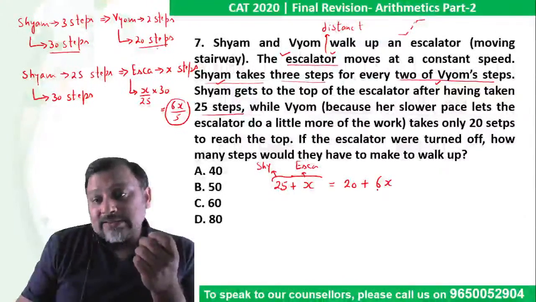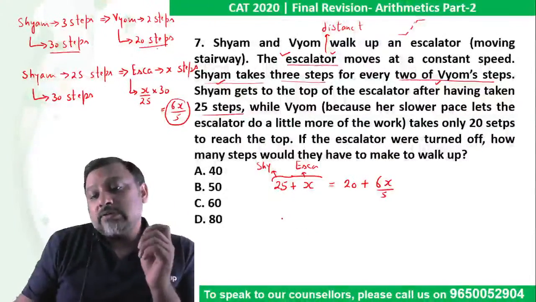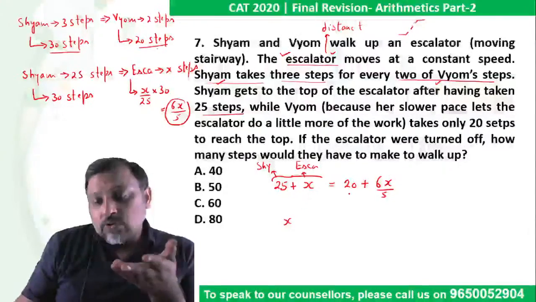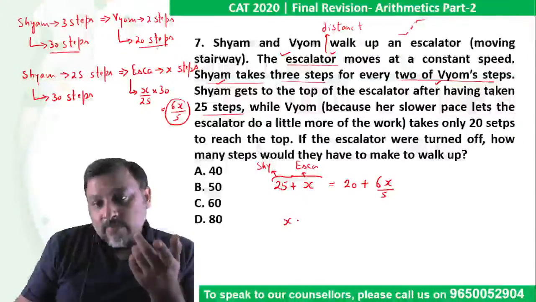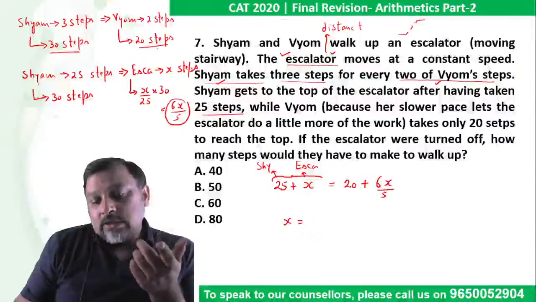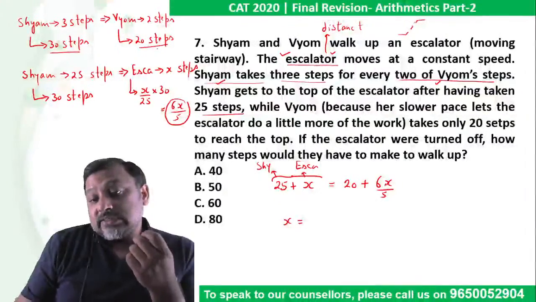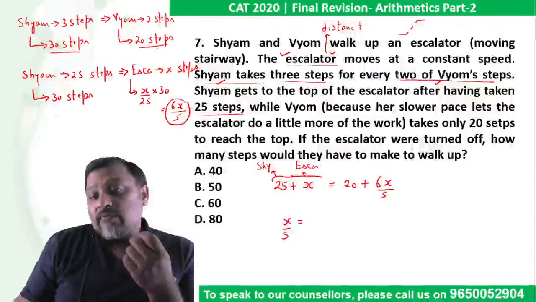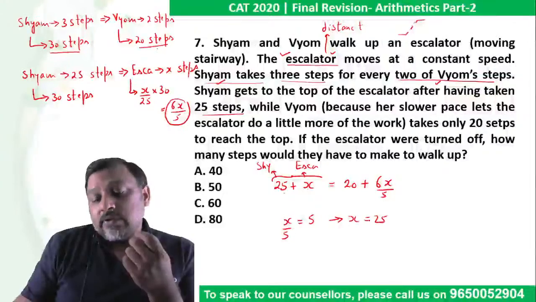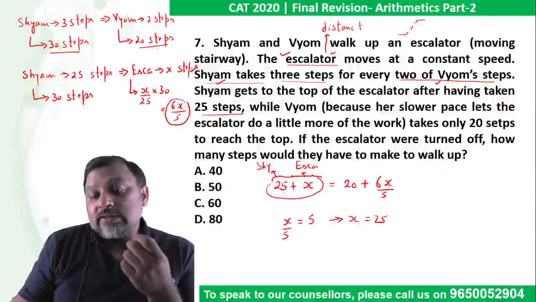So are you guys able to understand this equation? Because this is the only thing here which is a bit logical. Otherwise just calculation is left now. So 6x by 5 minus x is x by 5. 25 minus 20 is 5. So I'll get the value of x as 25. Substitute this value, you will get the answer.